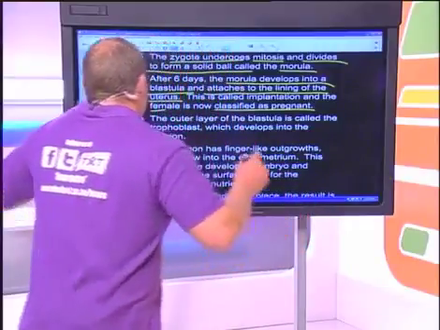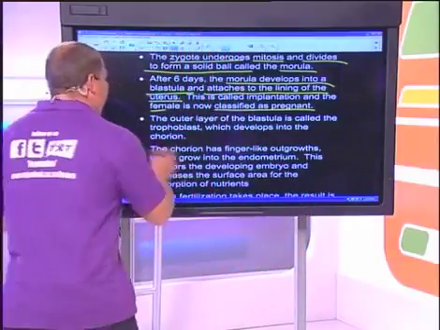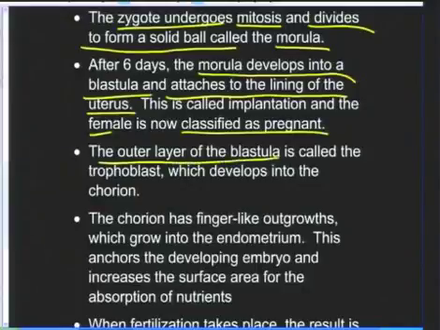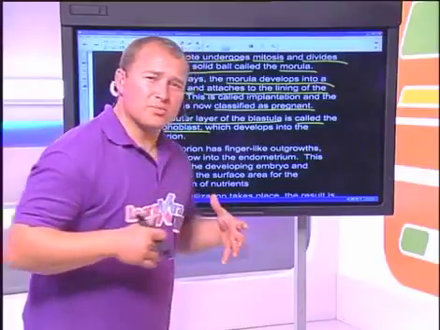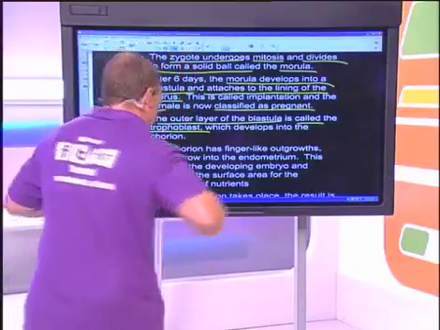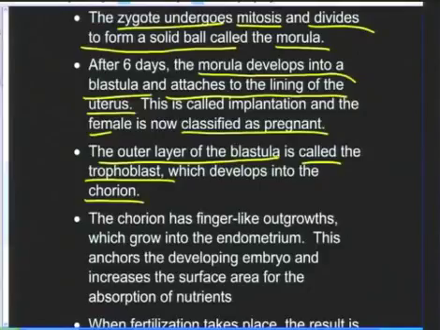You must understand, the outer layer of the blastocyst is called the trophoblast. Now, you could say trophoblast, I suppose, but to me it's a silent H. The trophoblast develops into the chorion.